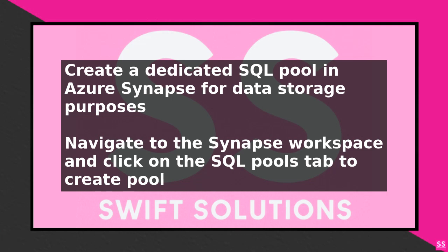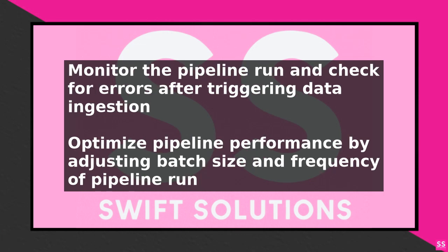Once you have specified the source, you need to specify the sink. The sink is the destination where the data will be copied. In this case, the sink is Azure Synapse. You need to specify the SQL pool name, database name, and the table name. After specifying the source and sink, you can trigger the pipeline to start ingesting data from Event Hub into Azure Synapse. You can monitor the pipeline run and check for any errors or issues.